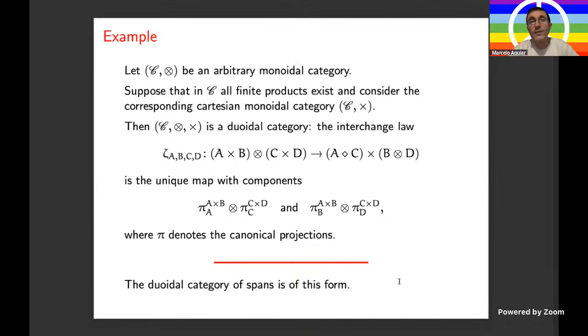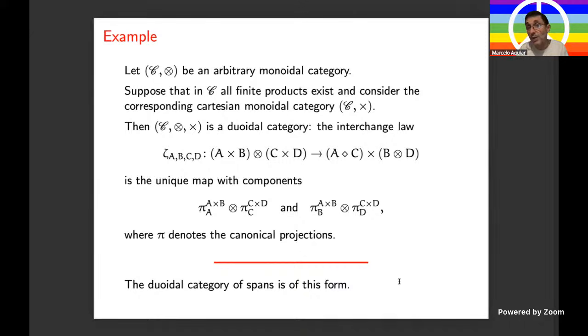Here's another family of examples. Start from an arbitrary monoidal category. So you have one monoidal structure, okay? But suppose that C also has finite products, all finite products. So binary products and a terminal object. Then you can view C as a Cartesian monoidal category, right? You can use products to define a monoidal structure on C.